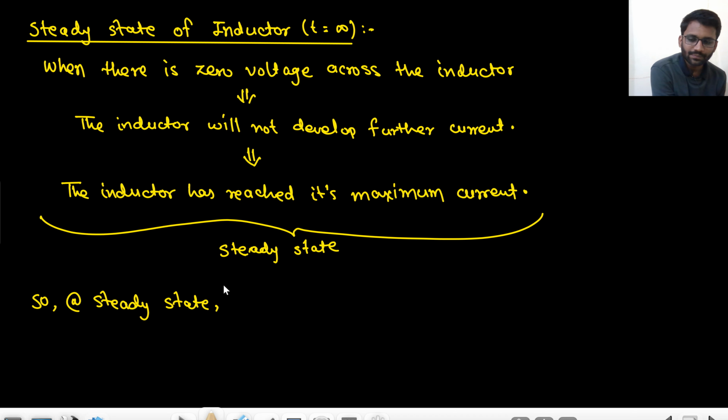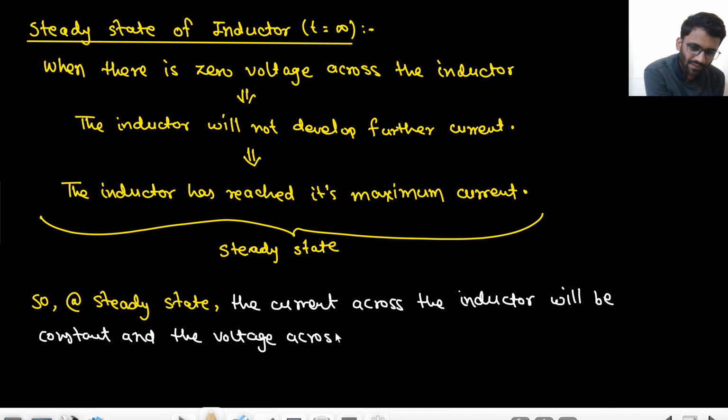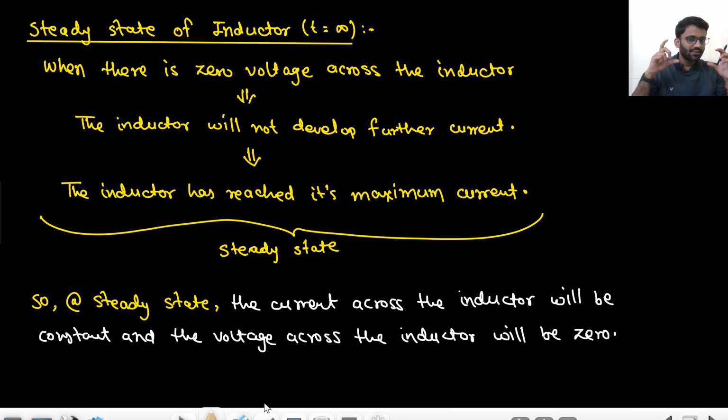So at steady state, the current across the inductor will be constant and the voltage across the inductor will be 0.